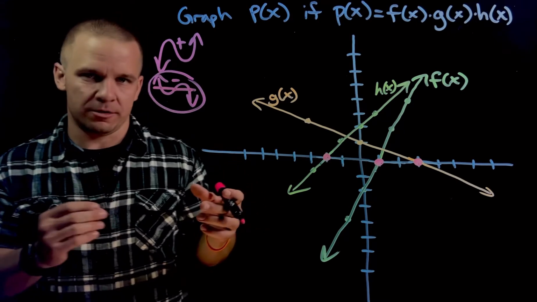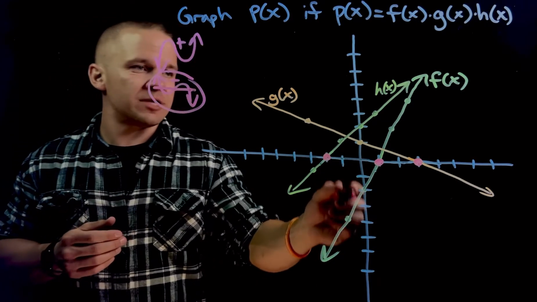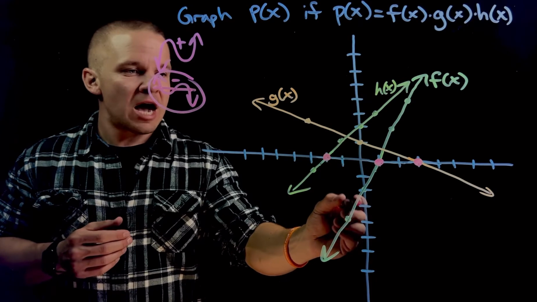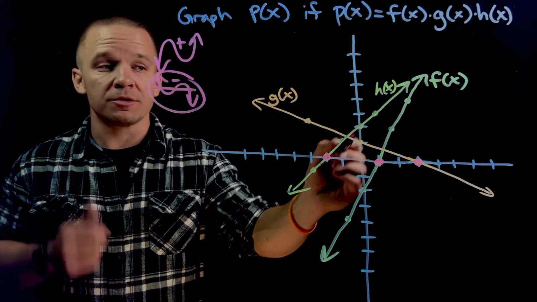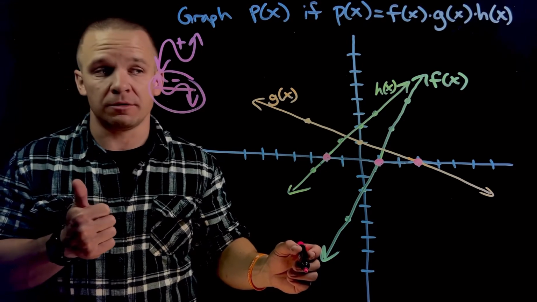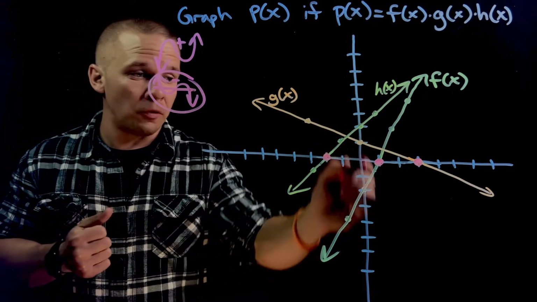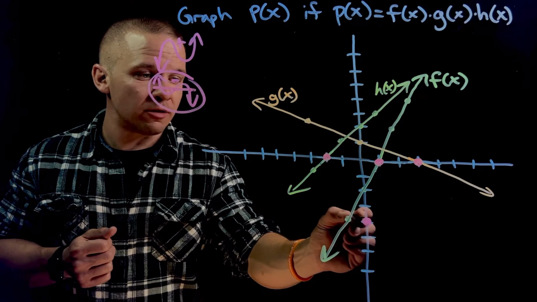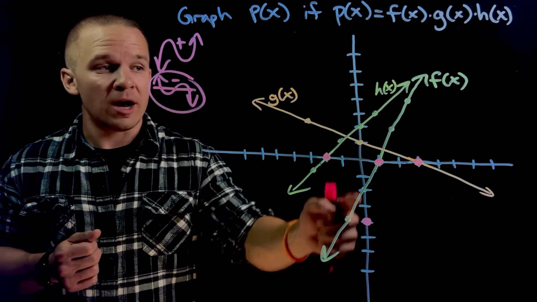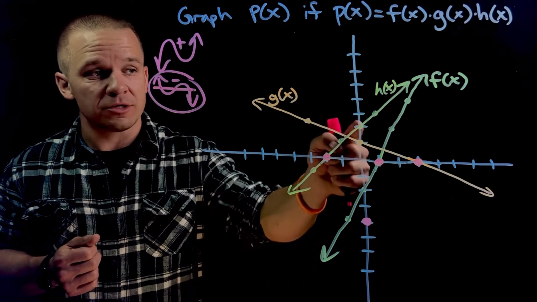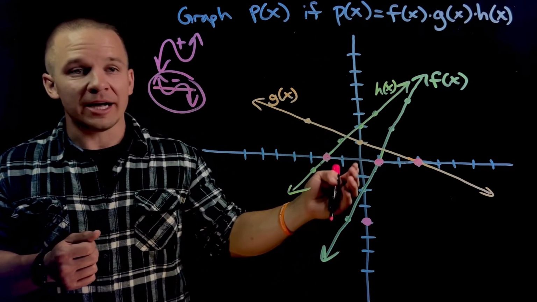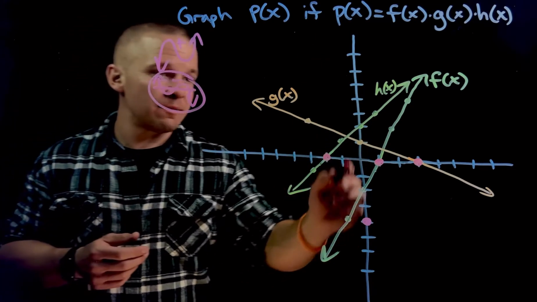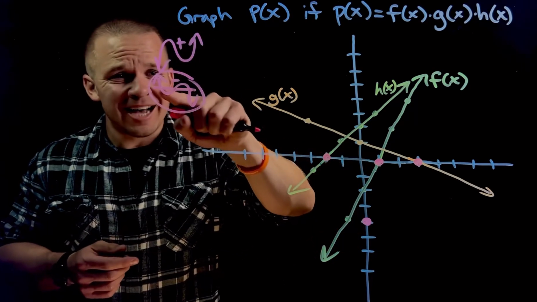How about my y-intercept? For my y-intercept, I'm plugging in 0 for x. I've got negative 2 down here, I have 1 right here, and I have 2 right here. So negative 2 times 1 is still negative 2, times 2 gives me negative 4. That means my y-intercept is going to be negative 4, right? I took all three of these function values, 2, 1, and negative 2, multiplied them together, boom, I get negative 4. So now I can see that my graph is going to start by going down first.